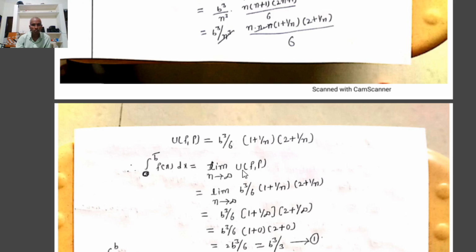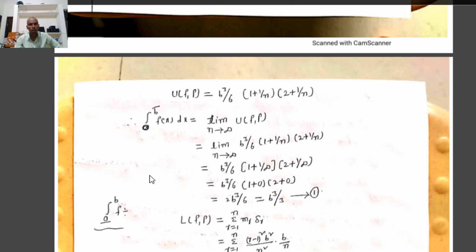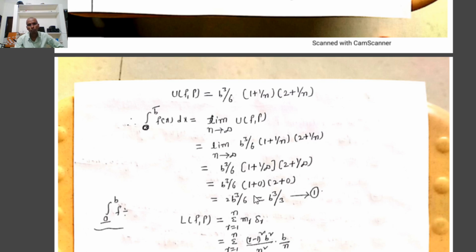Therefore, the limit as n tends to infinity of U(P) equals b cubed by 6 into 1 plus 1 by n into 2 plus 1 by n, where b cubed by 6 is a constant. Substituting n tends to infinity, 1 by infinity is 0, so we get b cubed by 6 into 1 plus 0 and 2 plus 0, that is 1 into 2, so 2b cubed by 6, which equals b cubed by 3. Therefore, the upper Riemann integral from 0 to b of f(x) dx equals b cubed by 3.